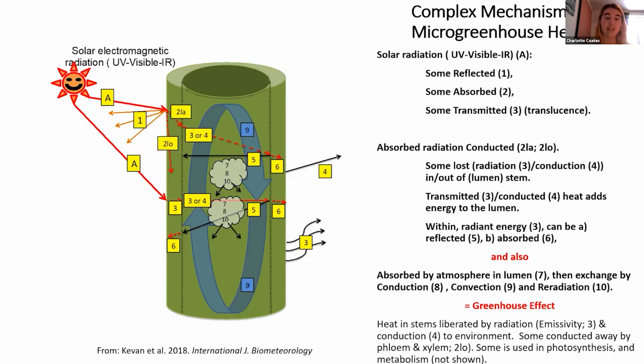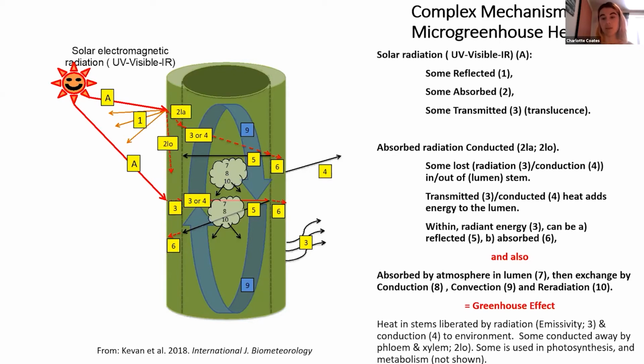Once the heat is in the stem, it has a few different places it can go as well. So it can be liberated by radiation and conduction into the environment. So this can actually mean that the plants are influencing the ambient environment as well. It's not just vice versa. And some heat can also be conducted away through the phloem and xylem, and then through transpiration, that heat is going to leave the plant.